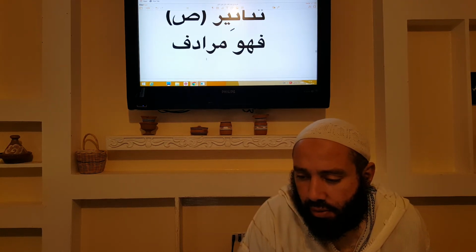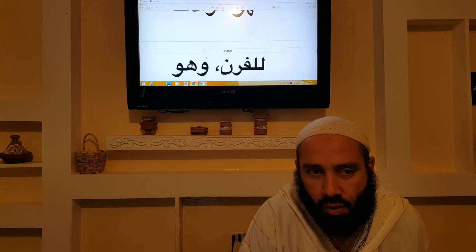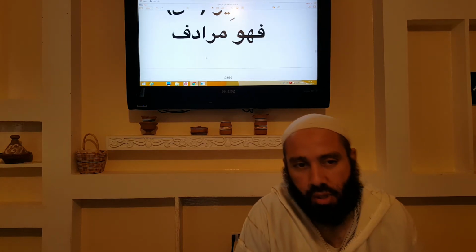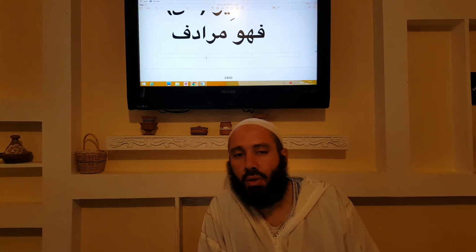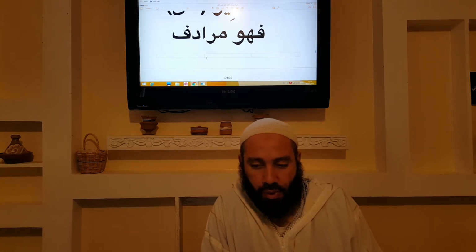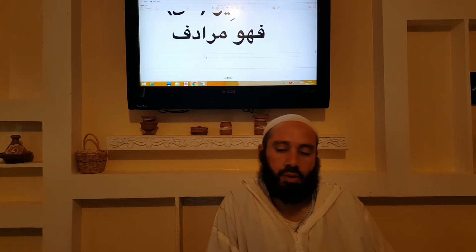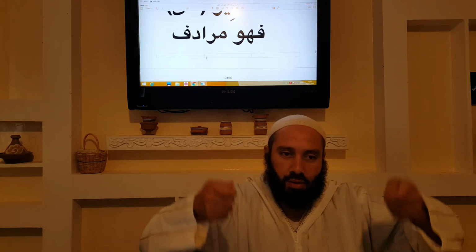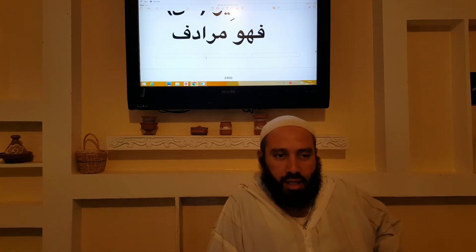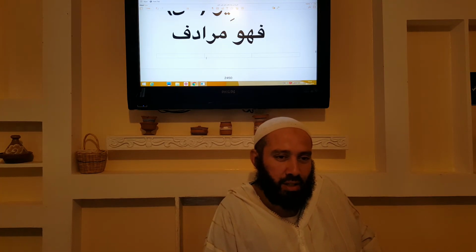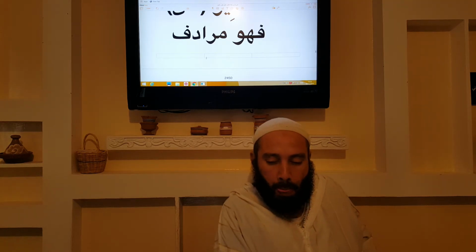فهو مرادف للفرن. It's similar in the meaning to the word فرن. So تنور means also an oven. Okay, does it mean a stove? No, not a stove where you put the pots and the pan on to cook. No, tanurun is specifically for an oven. Okay.